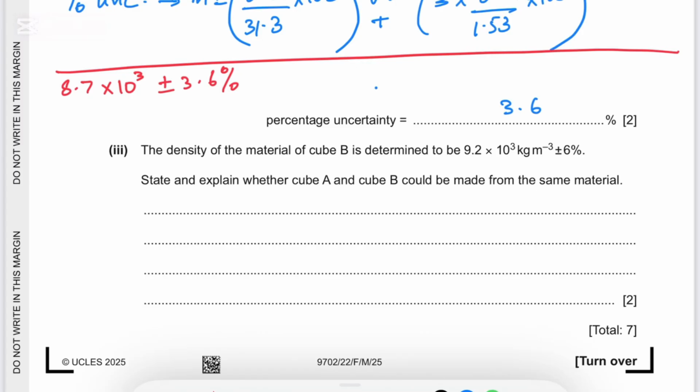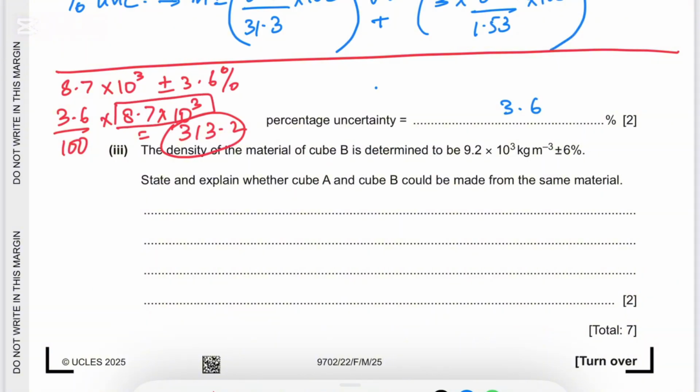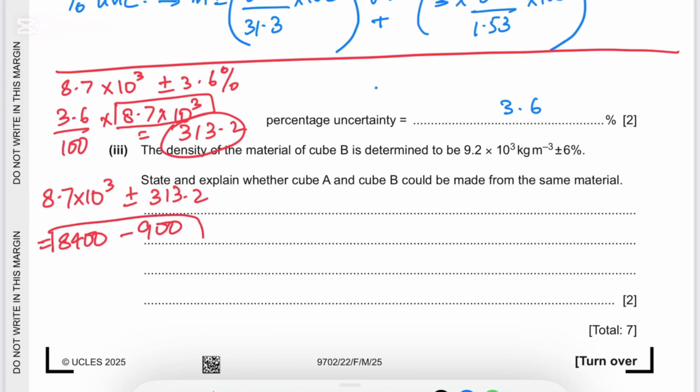Now I want to convert this into actual numbers. So you would find 3.6% of the value of density, which for A is equal to 301.3. Now to find the actual possible range of values that A could be, you would add and subtract this value from the measurement. Because remember, measurements are not always accurate, therefore they have this margin of error. So when you do that, you would get a range between around 8,400 and 9,000. This is the actual range of values between which the density of A could lie.